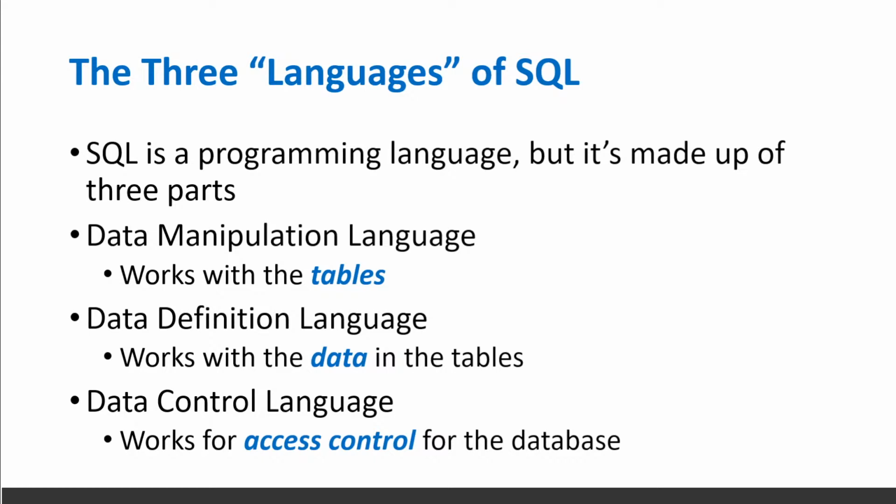So with our data definition language, this is when we're creating new tables. This is when we are dropping tables, altering the structure of our database, or doing some other things in relation to that. Our DCL is our data control language. This is for the access control of the database, right? Who has access to which parts?